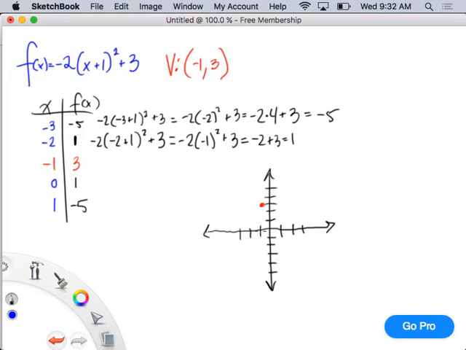(-2, 1), (-3, -5), (0, 1), (1, -5). There we go. That's my function. Does that make sense? Okay. Any questions on this? Okay. So that's how you do that.